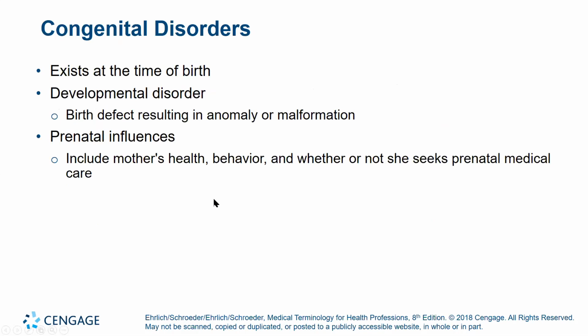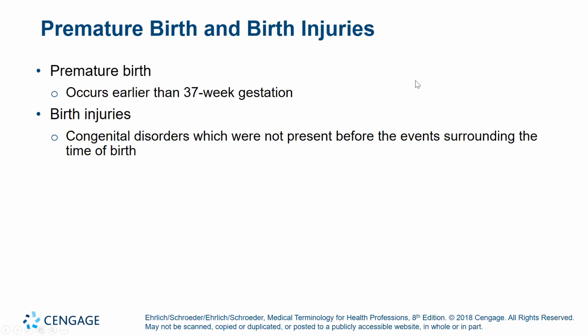Congenital disorders. These do exist at the time of birth. They also have developmental disorder, a birth defect resulting in anomaly or malformation. Prenatal influences. This includes the mother's health, behavior, and whether or not she seeks prenatal medical care. Premature birth and birth injuries. Premature birth occurs earlier than a 37-week gestation. So if it's earlier, that's considered premature birth.